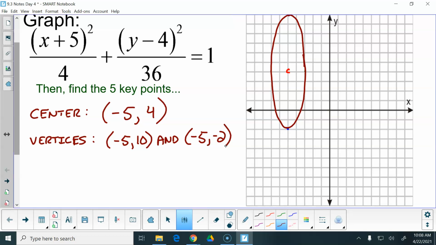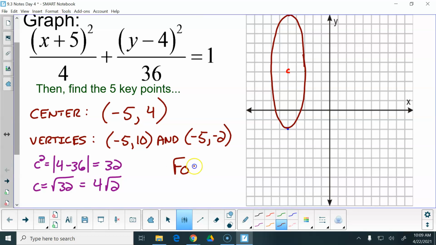Then we got to come up with both sides, right? C squared equals the absolute value of A squared minus B squared. C is going to be the square root of 32, which is going to be 4 square root of 2. Simple. Since it's vertical, we're going to add that to the y part.